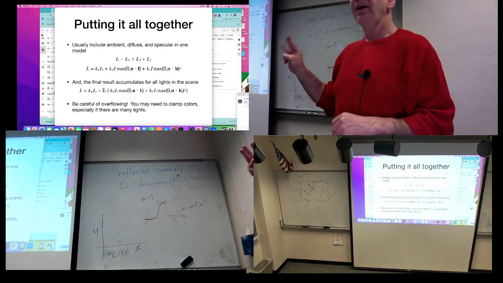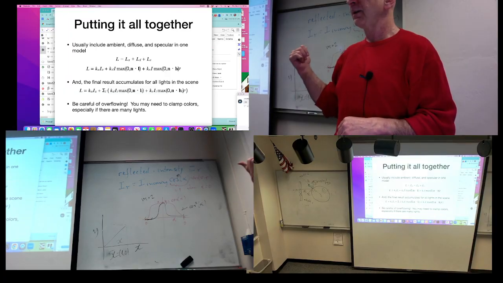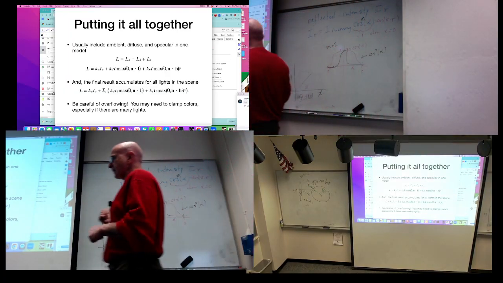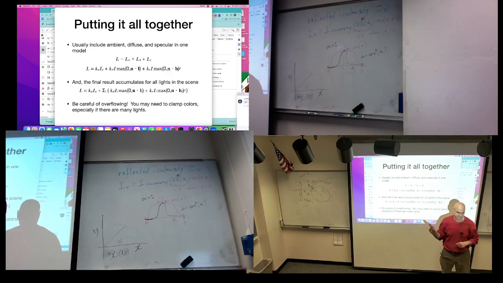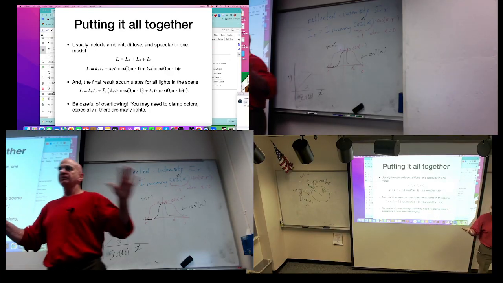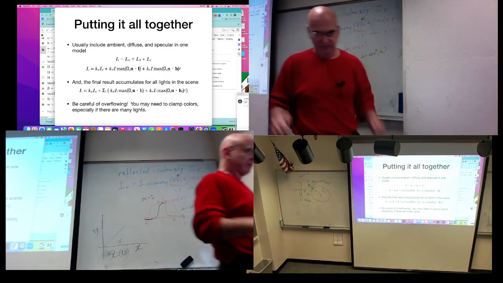Okay, and that's how you have the whole shading effect: specular, ambient, and diffuse. We are done with it. Questions? Everybody fully understand? Perfect.